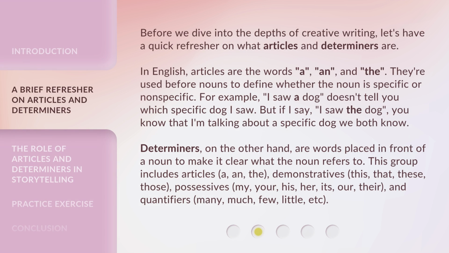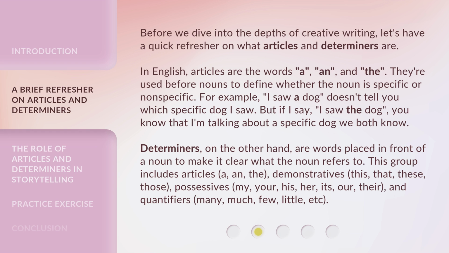Before we dive into the depths of creative writing, let's have a quick refresher on what articles and determiners are. In English, articles are the words a, an, and the. They're used before nouns to define whether the noun is specific or non-specific. For example, I saw a dog doesn't tell you which specific dog I saw. But if I say, I saw the dog, you know that I'm talking about a specific dog we both know.